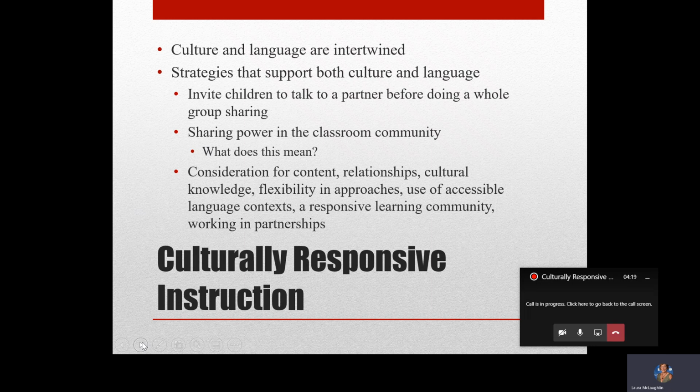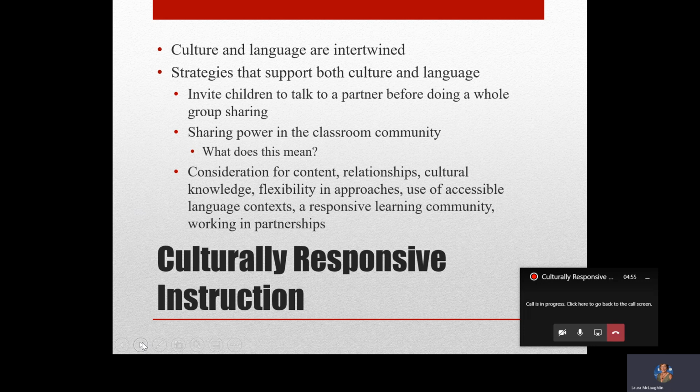So culture and language are intertwined. Strategies that support both culture and language are helpful. So invite children to talk to a partner before doing a whole group sharing. And provide sharing power in the classroom community. And basically allow children to share what they're comfortable with and what they're able to. And if you put them in partners and groups, allow them to do it that way as well. Or in smaller groups, it might be easier to share.